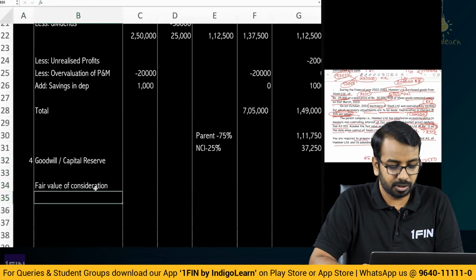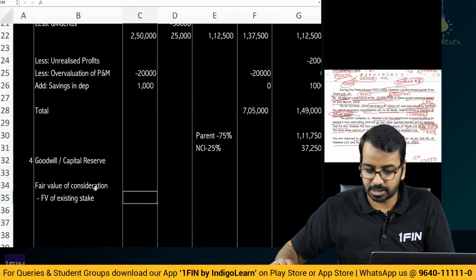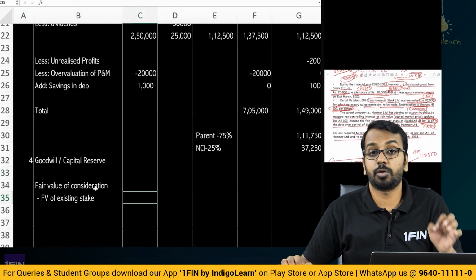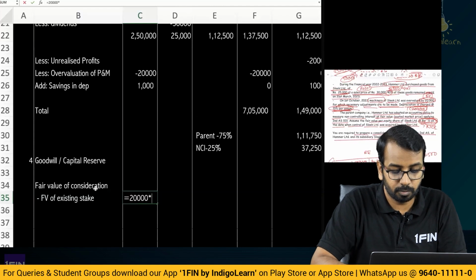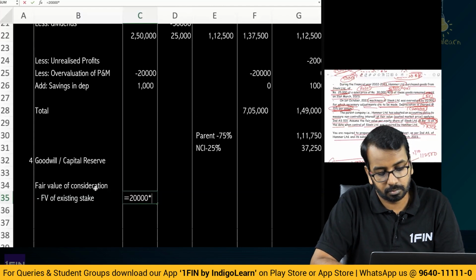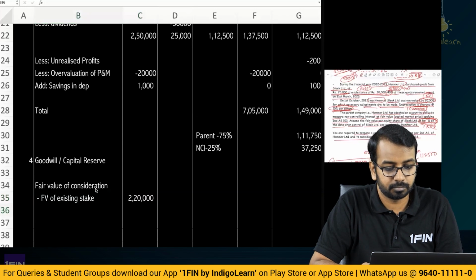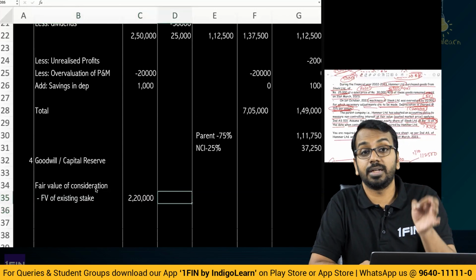Fair value of consideration: the first one is the fair value of the existing stake. For the existing stake, they have told us that the price is 11. How many shares? 20,000 into 11, that is 2,20,000. This is the value of the existing stake.